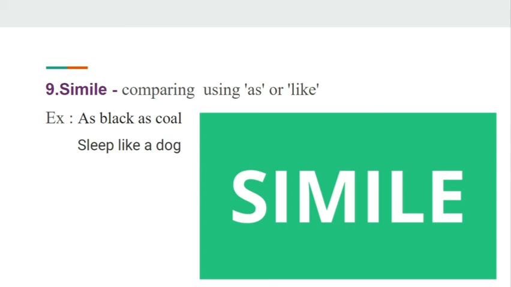Now, our last poetic device is simile. Simile means comparing two different things by using as or like. When these two words are used to compare two different things, then it is called simile. For example, as black as coal and sleep like a dog. When we use as and like to compare two things, then that particular poetic device is known as simile.